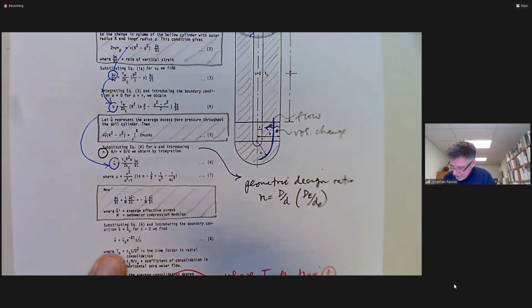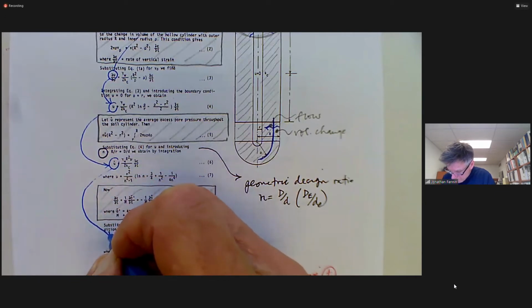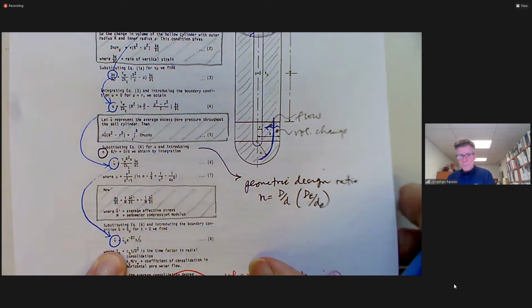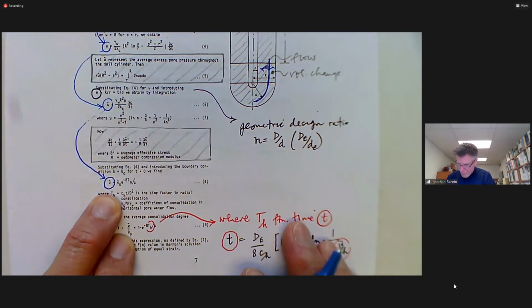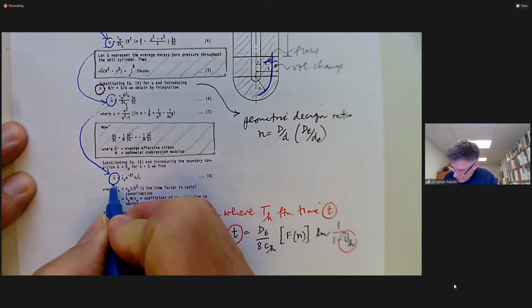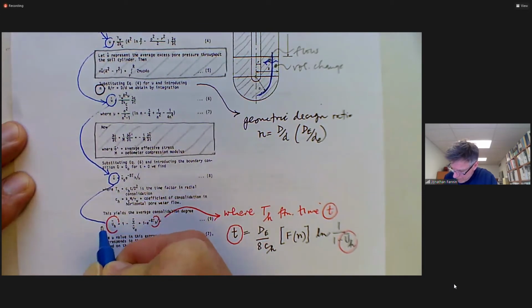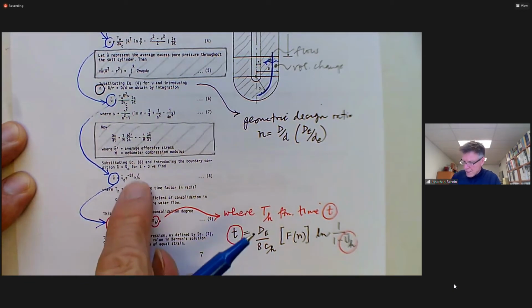Which gets restated here, now introducing time. And then by restatement, degree of consolidation. This is just reworking this.